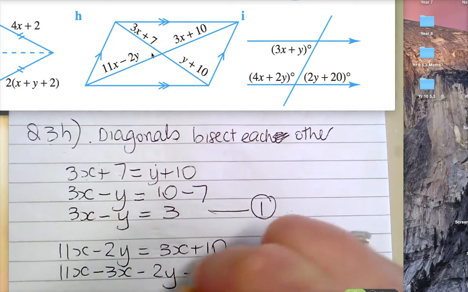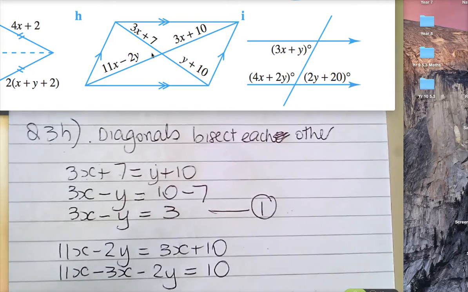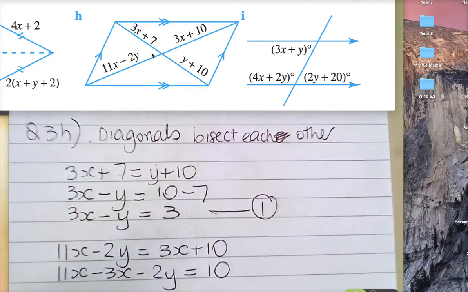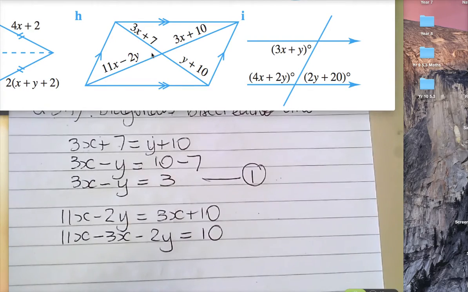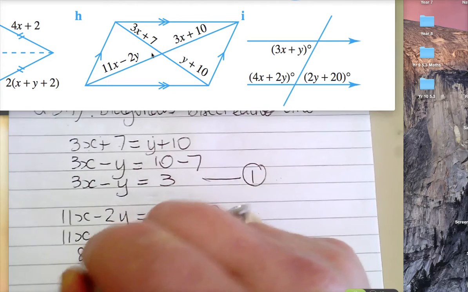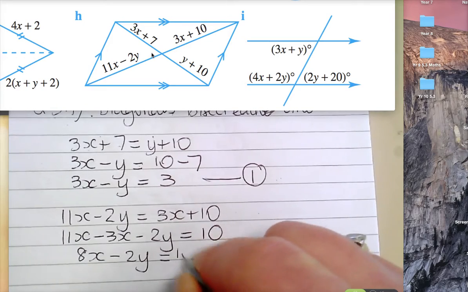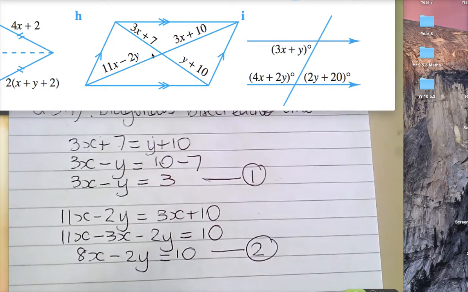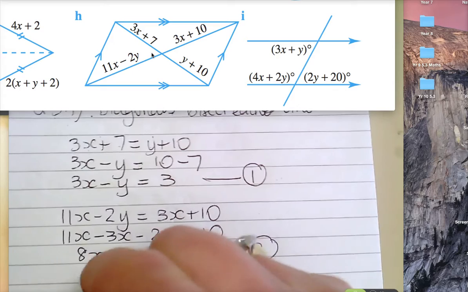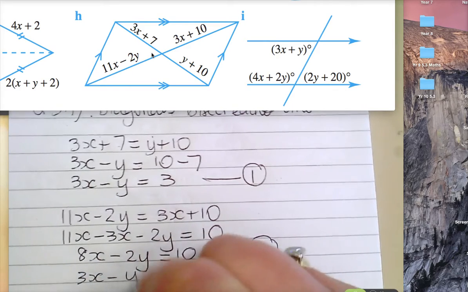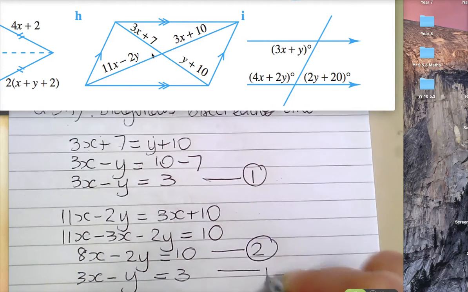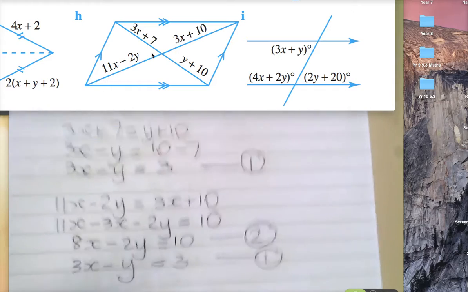Minus 2y equals 10. So I've just picked up that 3x and taken it over. So what's 11x minus 3x? So I've got 8x minus 2y equals 10. That's equation 2. I will write equation 1 underneath again so that it's near the other one. Okay? I like to do that.